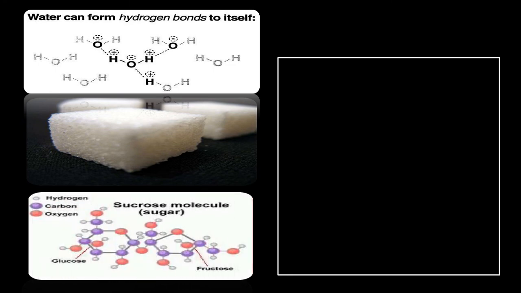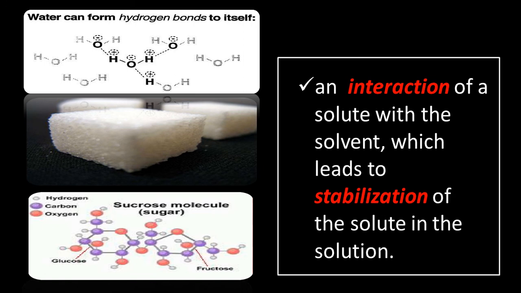If we have here molecules that can form hydrogen bonds to themselves, like between water molecules, as we took before, there is hydrogen bonding. So the hydrogen bonds between the water molecules will be broken, and the hydrogen bonds inside the solute molecules, like sugar here, will be broken also. The hydrogen bonds formed here, from fructose and glucose, will break the bonds inside the glucose molecule and form hydrogen bonds with the water molecules. So there is an interaction of solute with the solvent which leads to stabilization of the solute in the solution.